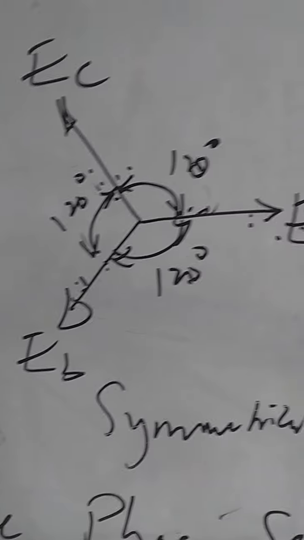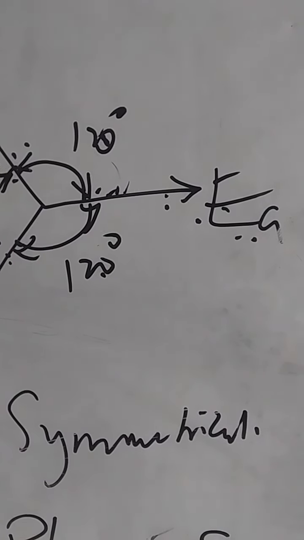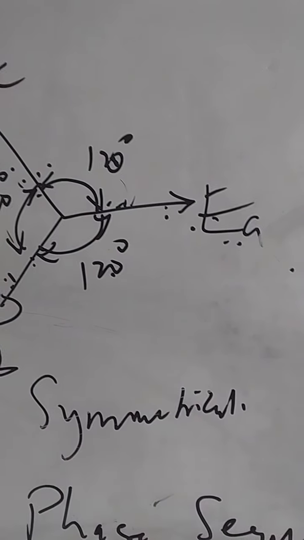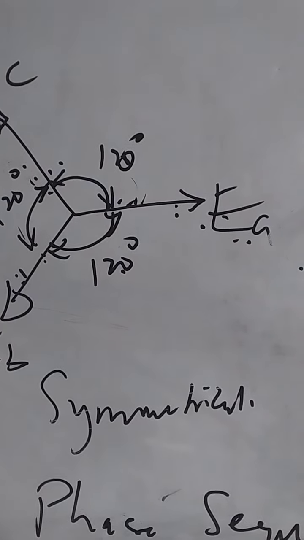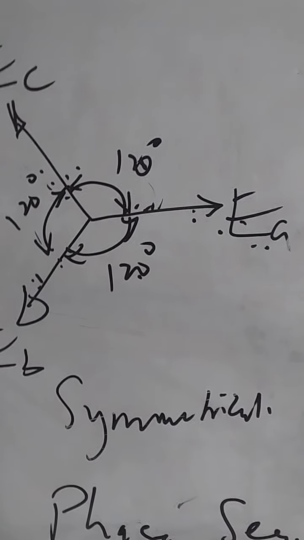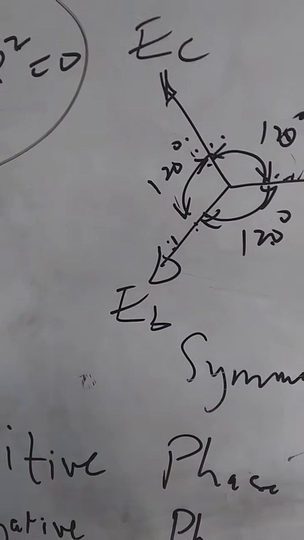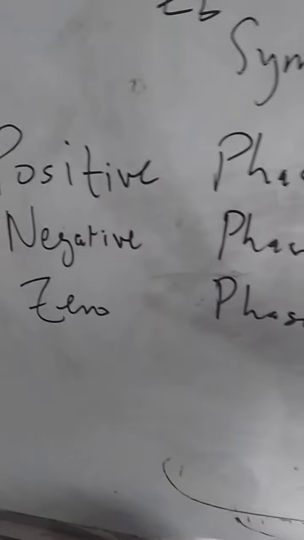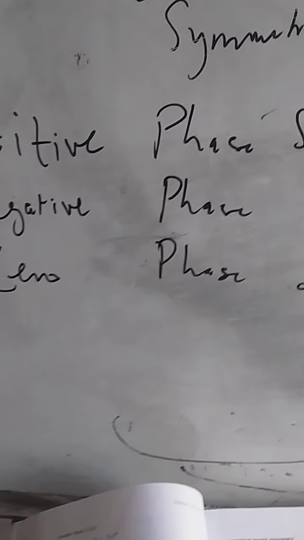We have three systems of symmetrical components, or symmetrical arrangements of phasors. One of these arrangements is the positive phase sequence. That is for symmetrical arrangement of a phasor. We have the positive, then the negative phase sequence, and also the zero phase sequence.